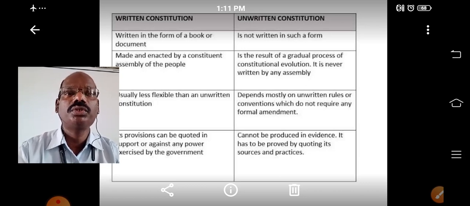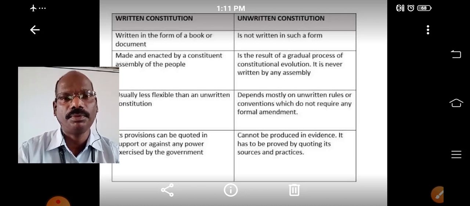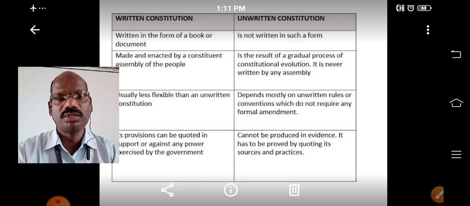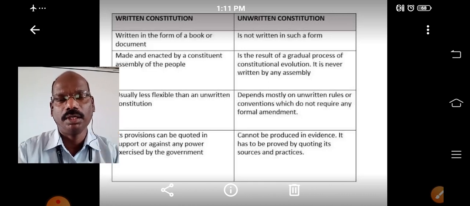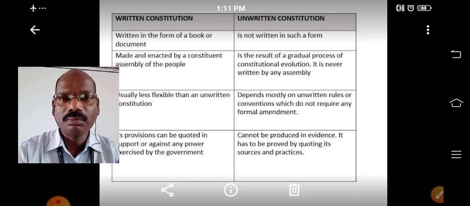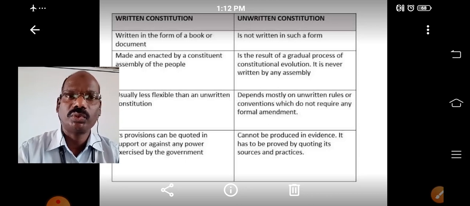Then a written constitution is made and enacted by a constituent assembly of the people. So a written constitution, who drafted that one? The people's assembly, a constituent assembly, was formed, and that assembly discussed and drafted a constitution. Which constitution? A written constitution.